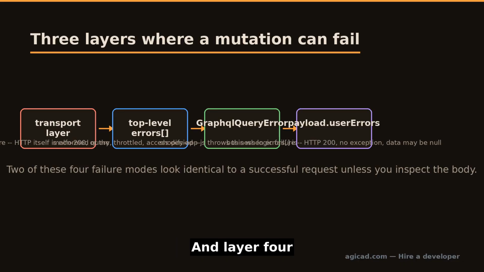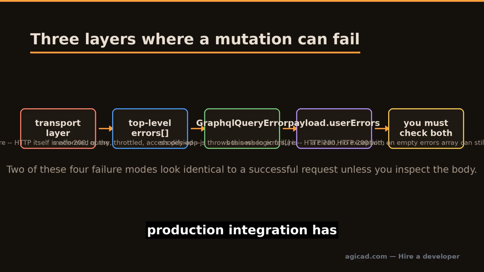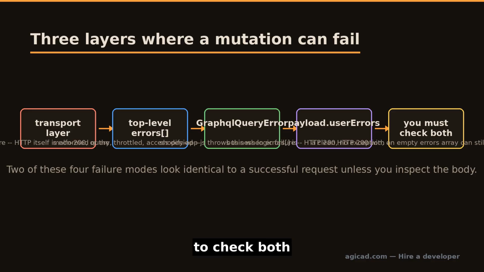And layer 4 is the one that trips up the most apps, payload.userErrors, the mutation-specific validation failures, also HTTP 200, no exception thrown, and the object you asked for can simply come back null. A production integration has to check both the thrown exception and the userErrors array, every single time.